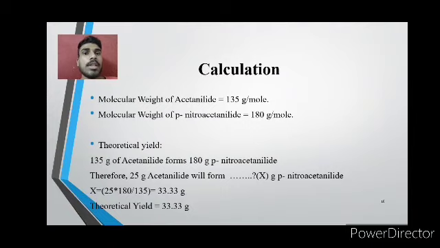Now we will move towards the last part of our experiment, and that is calculation. For calculation, we need the molecular weight of acetanilide and para-nitroacetanilide. The molecular weight of acetanilide is 135 gram per mole and that of para-nitroacetanilide is 180 gram per mole. First of all, we have to find the theoretical yield of the synthesis. If 135 gram of acetanilide forms 180 gram of para-nitroacetanilide, then how many gram of para-nitroacetanilide will the 25 gram of acetanilide which we have used form? That gives us 33.33 gram of para-nitroacetanilide. That will be the theoretical yield of the synthesis.